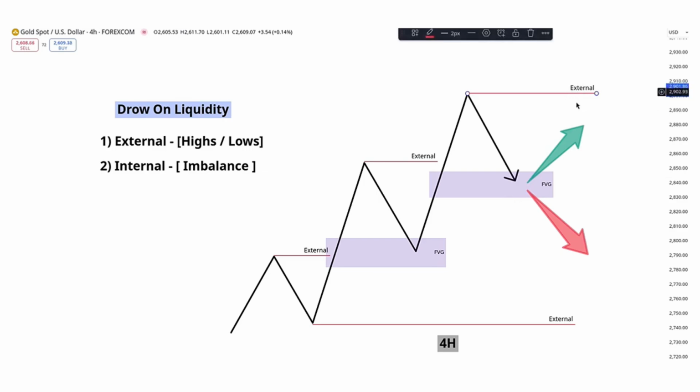This is a 4-hour chart, but we could also catch the uptrend on a 1-hour, 5-minute, or 15-minute chart. What we've identified here is the draw on liquidity, where the high, external liquidity, becomes the draw on liquidity. We believe the market will likely move upward next, not downward, because it's in an uptrend.